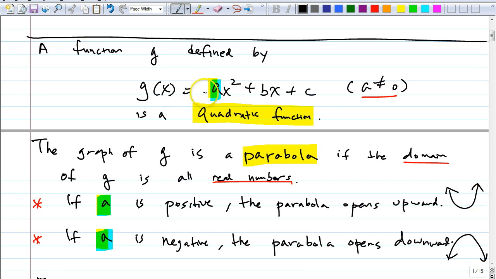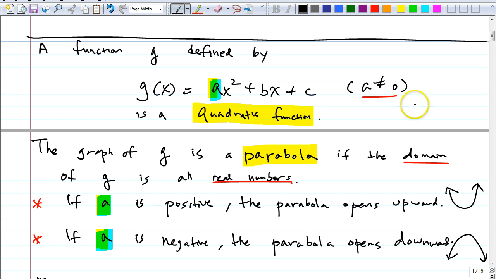If A, that coefficient in front of the x squared term, the quadratic term, by the way, that's what it's called, if that coefficient is positive, you get a parabola that opens up, and if A is negative, you get a parabola that opens down. Okay, I'll show you that in a minute. Go ahead and write this down.